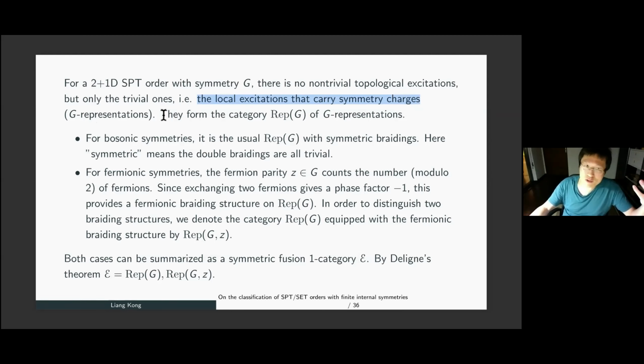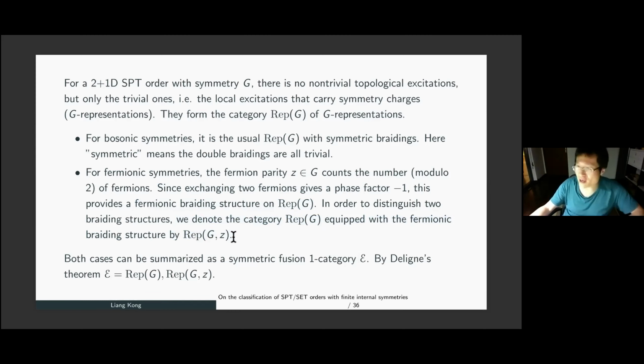So these symmetry charges form a category of G representations. For the bosonic case, it is Rep G with the symmetric grading. For a fermionic system, the fermion parity counts the number of fermions, so exchanging two fermions gives a phase factor of -1. This gives another braiding structure, called a fermionic braiding structure, on this same category. The same category can have different braiding, depending on whether you have fermions or not. To distinguish them, we denote the category Rep G equipped with the fermionic braiding structure by Rep(G, Z2). This is standard math notation, but not so often used in the physics literature.